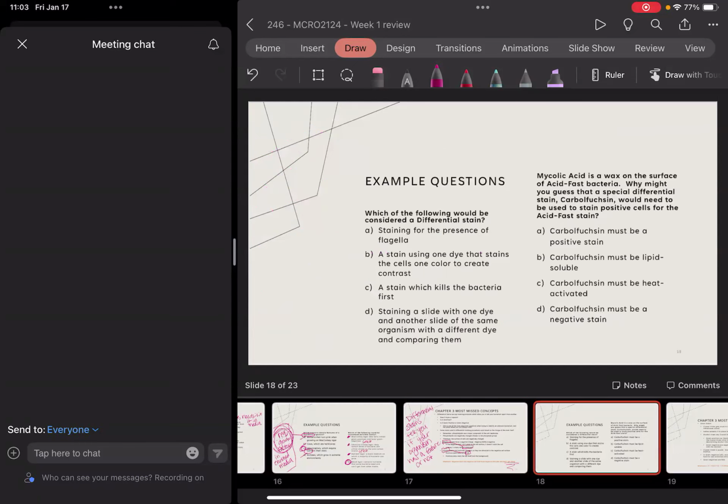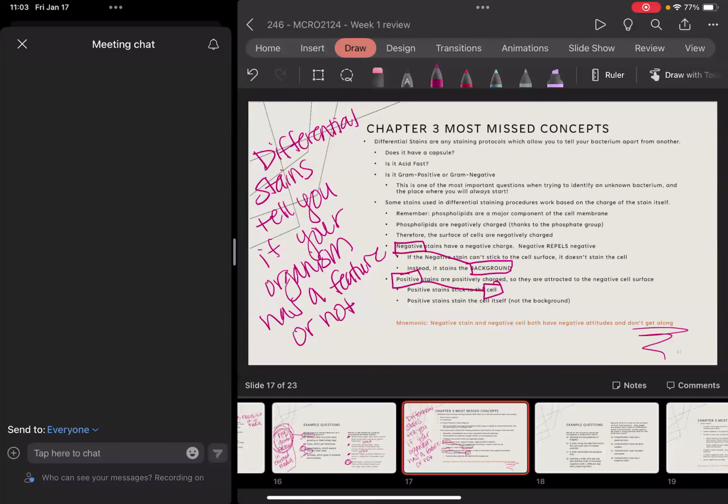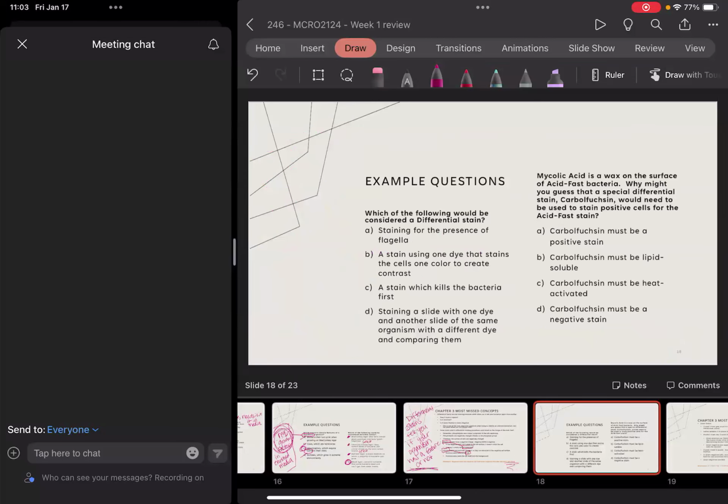Let's get into some questions. Which of the following would be considered a differential stain? Staining for the presence of flagella. Does your organism have a flagella or not? This is pretty much how I defined it, right? It tells you if your organism has a feature or not. I literally wrote that out over here. So differential stain tells us if we have a feature or not. So if flagella, which is something that bacteria use to get around, that's the feature. So this is probably our best candidate.